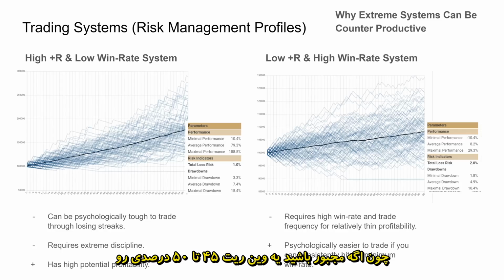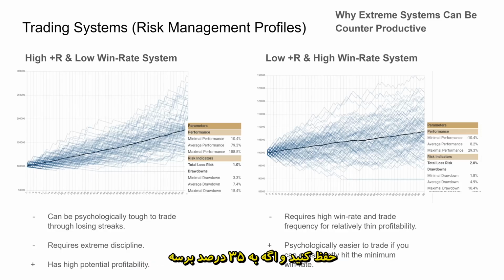Because if you have to maintain a 45, 50% win rate, and that drops down to 35%, your profitable system very quickly becomes unprofitable, right? So something to keep in mind. Now, I don't think anybody in the Phantom community trades either of these systems. If anything, maybe they do the one on the left.